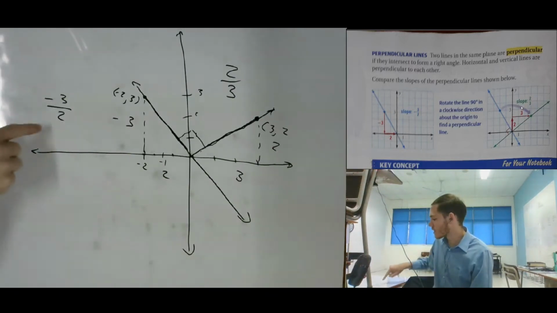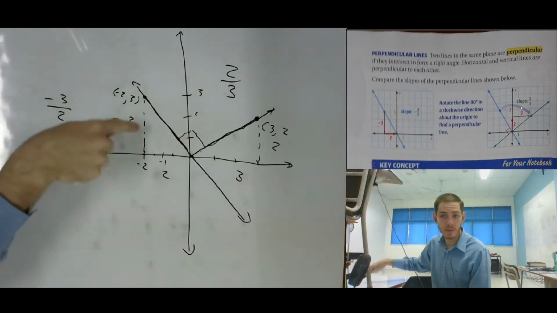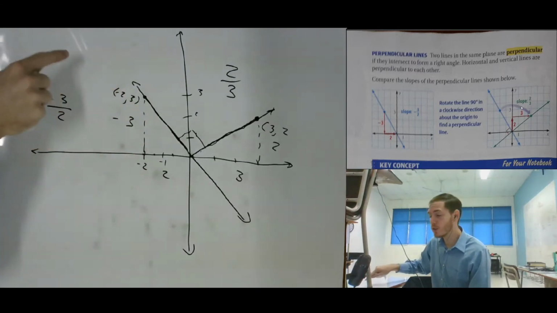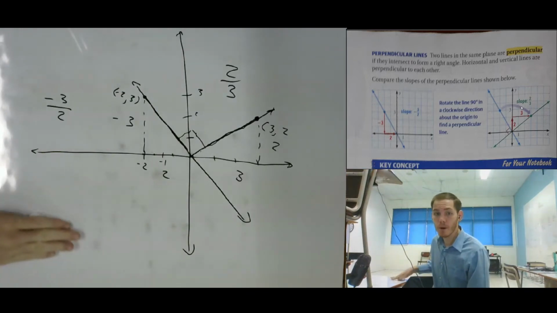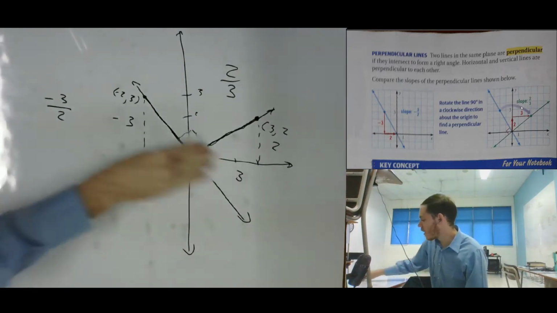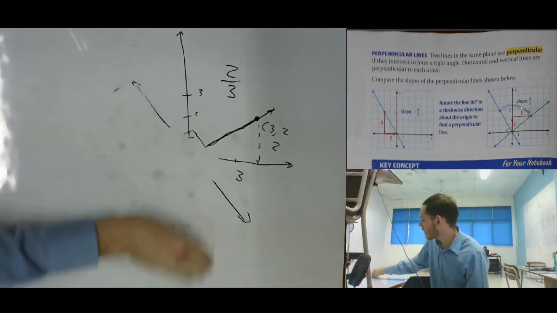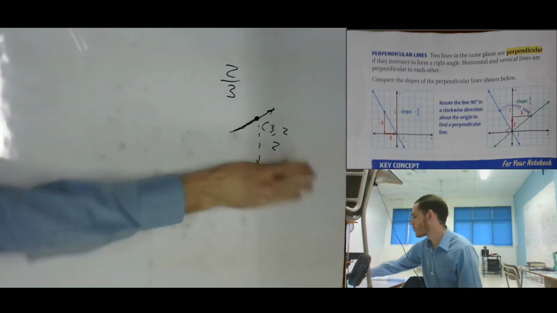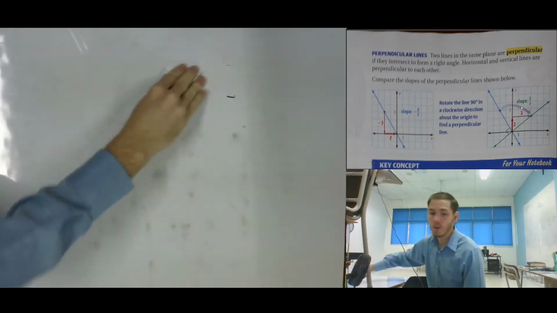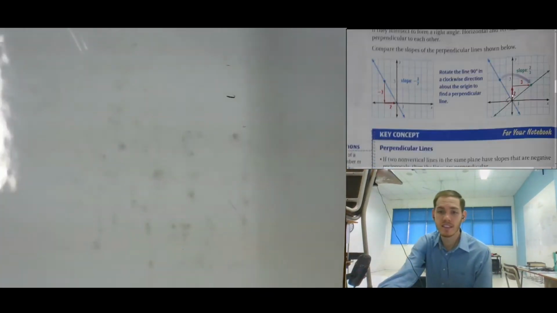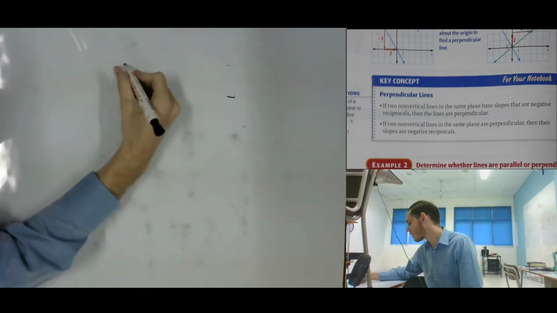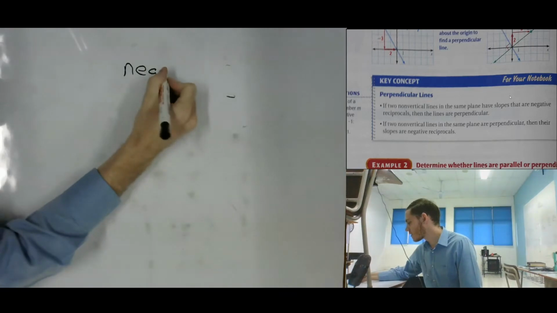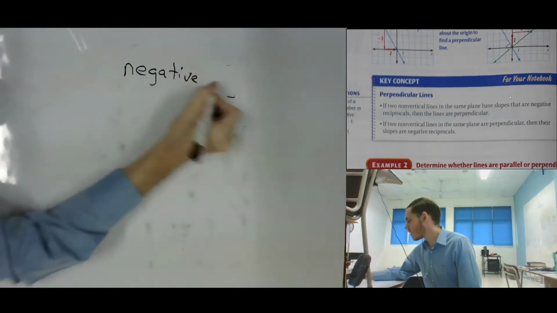Okay, so notice there's a right angle here. That's what perpendicular means. It is two lines on the same plane that intersect at a right angle. That is perpendicular, okay? Now, you would not need to know the right angle stuff yet, but it will be crucial later on. Anyway, we're going to see how this is defined. So two non-vertical lines in the same plane have slopes that are negative reciprocals.